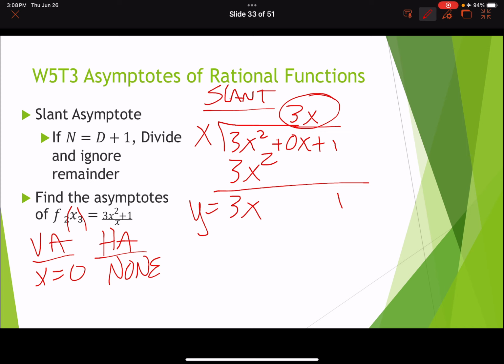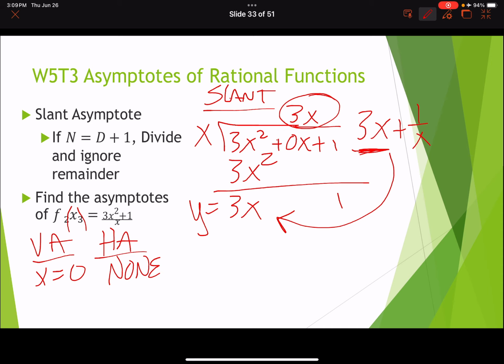When we do this division, we would get 3x plus 1 over x, if we did that division and got the answer. But the only thing we're concerned about is the part that's not the remainder, so the 3x part. That's what creates our equation. We just set it to be y equals whatever we get, ignoring the remainder. There's our slant asymptote. Okay?